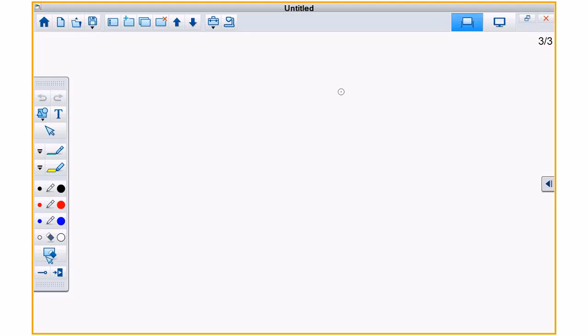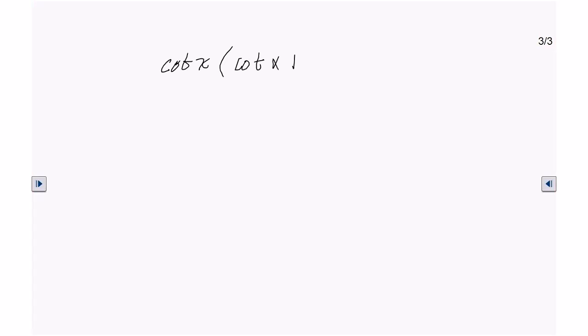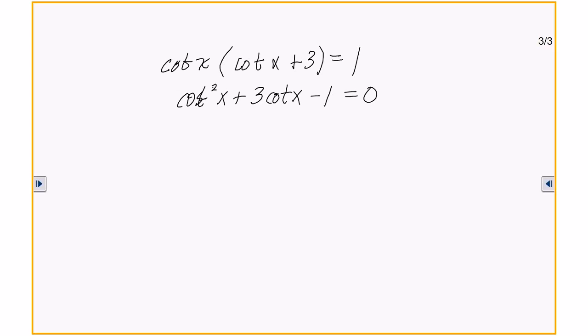What is it? Cotangent of x, parentheses, cotangent of x plus 3, or something? Okay, cotangent of x plus 3 is equal to 1. So that'd be cotangent squared x plus 3 cotangent x minus 1 is equal to 0. And then reverse FOIL.